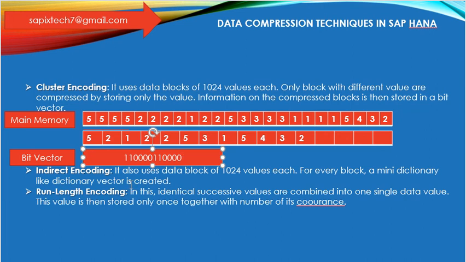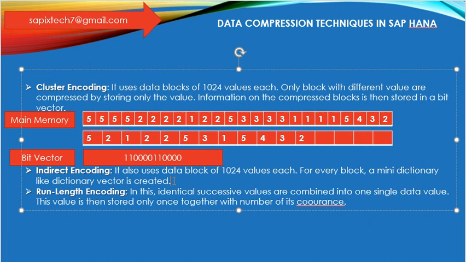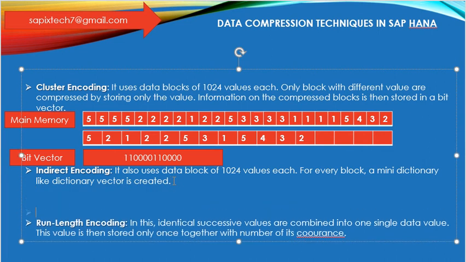Now we have indirect encoding. So for indirect encoding, let me create another structure. Let me insert a new table for this.